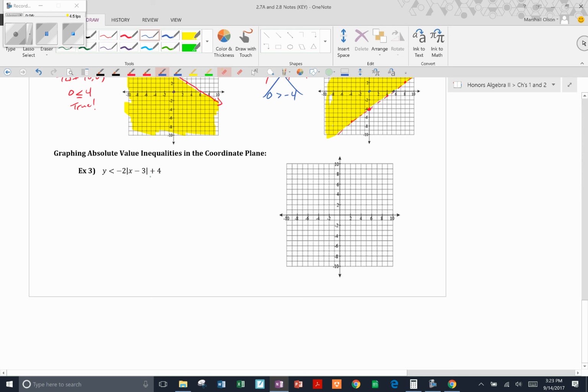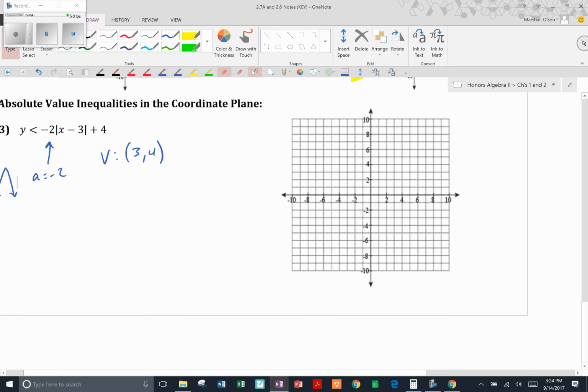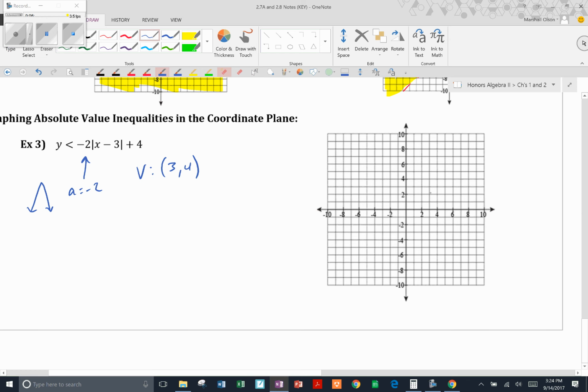Okay, so we're going to graph this just like we graphed our other absolute values. We have a value of negative 2 and a vertex of 3, 4. So this thing's going to be opening down. Sometimes I give myself a little reminder like that right away. It's going to be opening down. The vertex is at 3, 4. So right about here. We're going to be going down 2 over 1 at the right side of the absolute value.